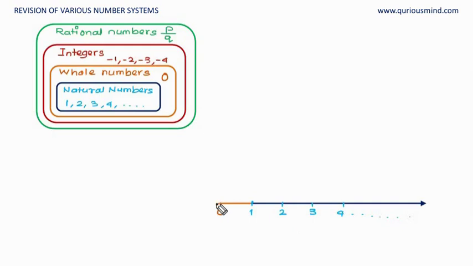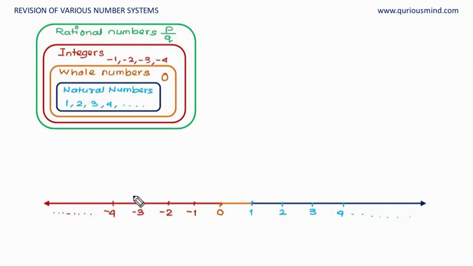Then we went ahead and added negative numbers to the left of 0. And those negative numbers also extended till the negative infinity. So on this side. Now we had these numbers from negative infinity to positive infinity. But we saw there were lots of gaps between them.